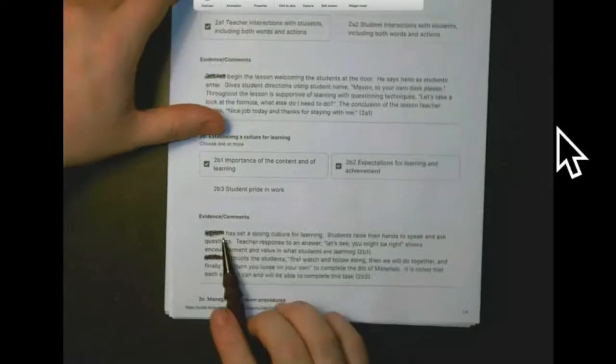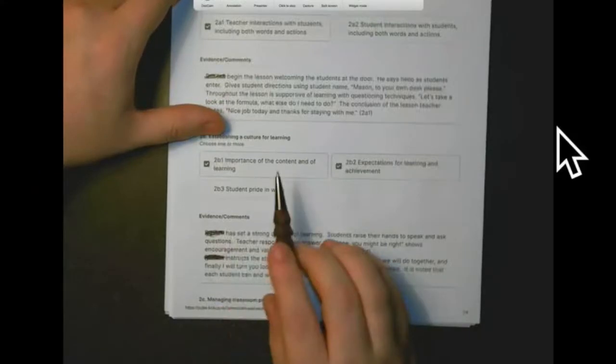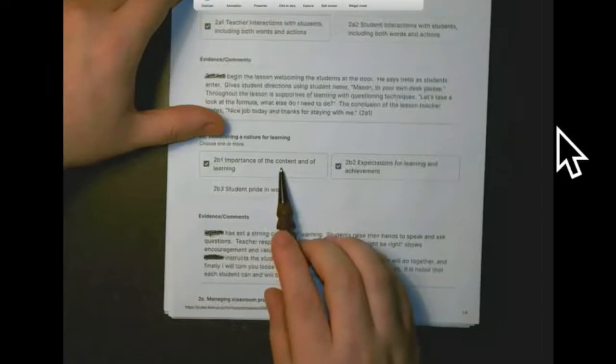So, I've set a strong culture for learning. Okay, I emphasize that the content of learning is important without saying that grades are important. That's the big thing. Don't focus on saying that this is important because you need a good grade. This is important because it's something they're going to use in life, and it's valid and relevant to their lives. That's the only way you're going to hook them in, right?